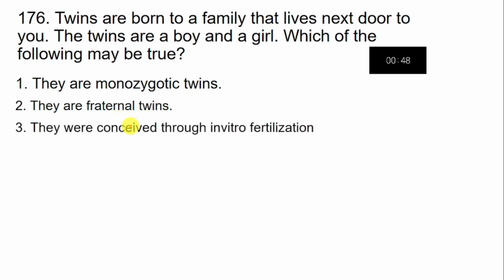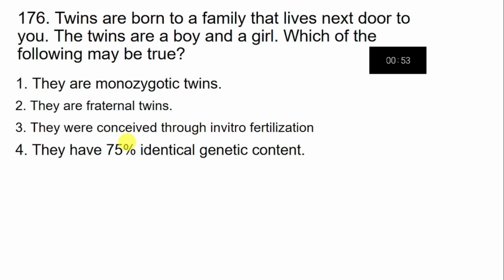Next one, they were conceived through in vitro fertilization. No, not necessarily in vitro. In vivo also fraternal twins are conceived. They have 75% identical genetic content. No, they are just like any other siblings born by different conceptions. The only thing is they are two different siblings conceived at the same time.